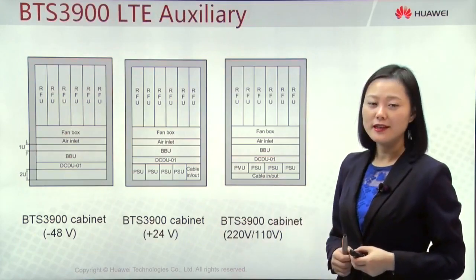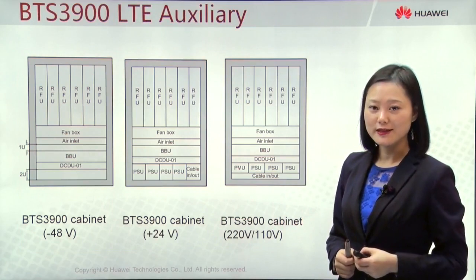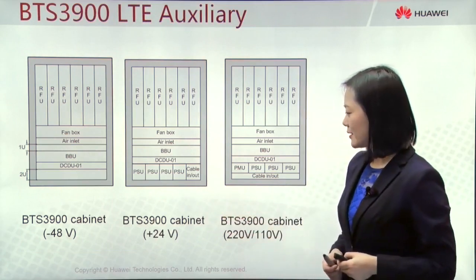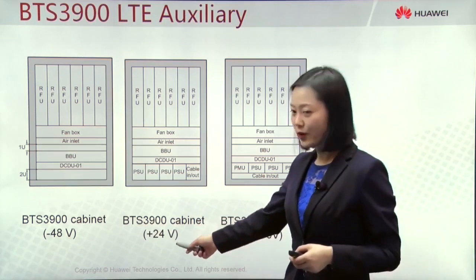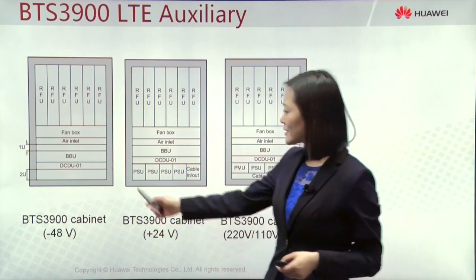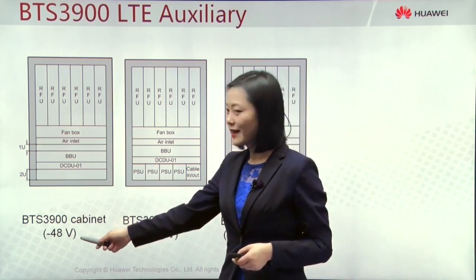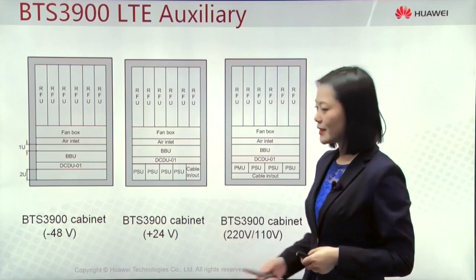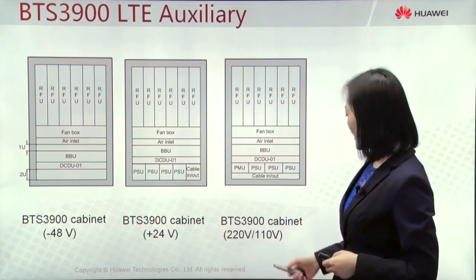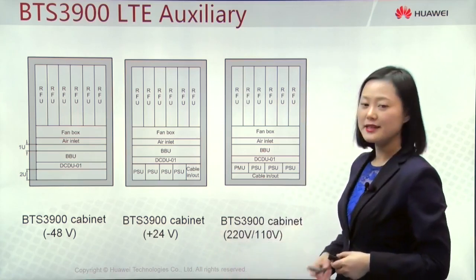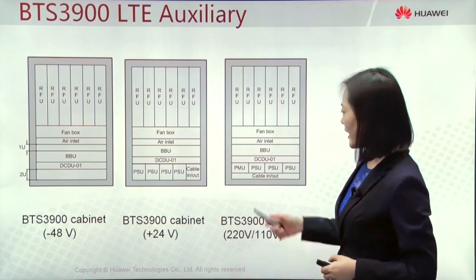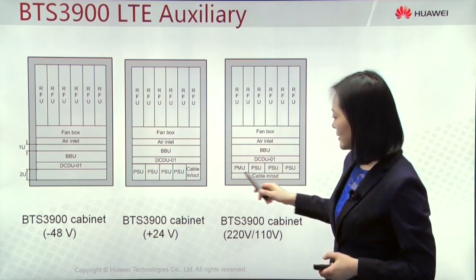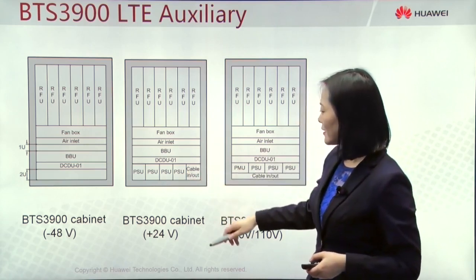First is the indoor BTS 3900. There are 3 different types of cabinet corresponding to different power input. The first with a power input minus 48 volts. Second power input is 24 volts. And the third with AC power. So you can find the difference between these cabinets is at the bottom, this part.